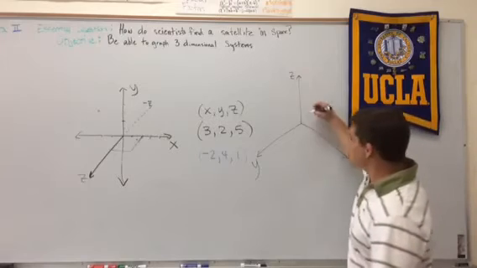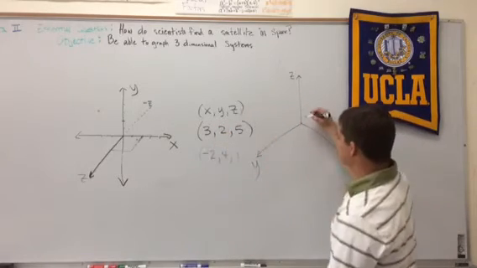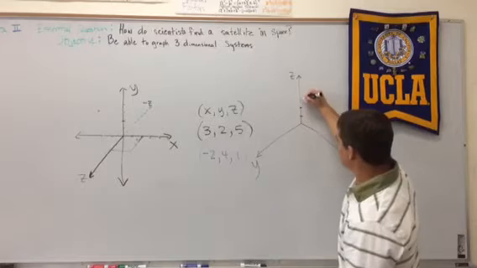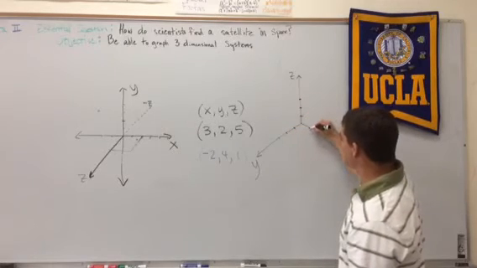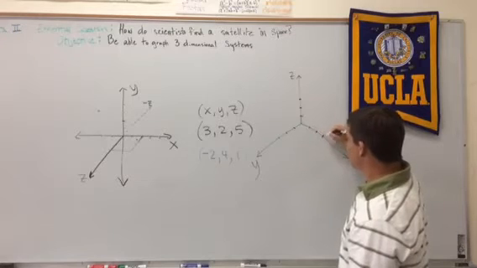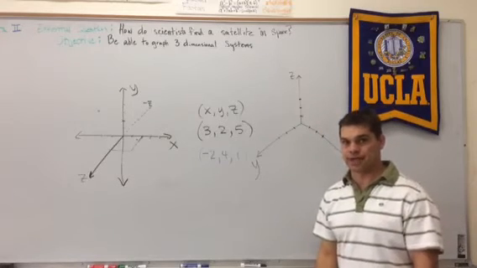So we can think about it differently. I'm just rotating this entire picture, this entire visual. 3 in the z direction, 3 in the x direction, 3 in the y direction. Okay?